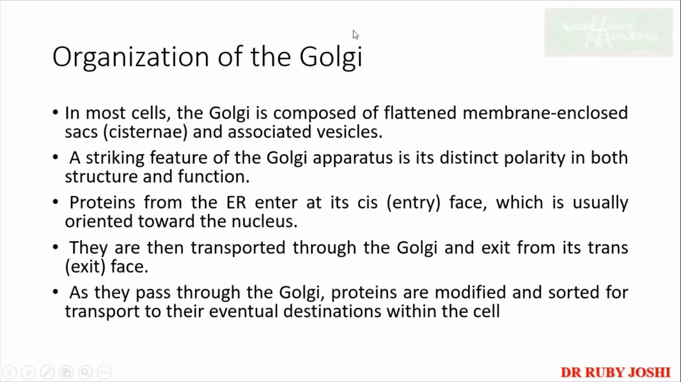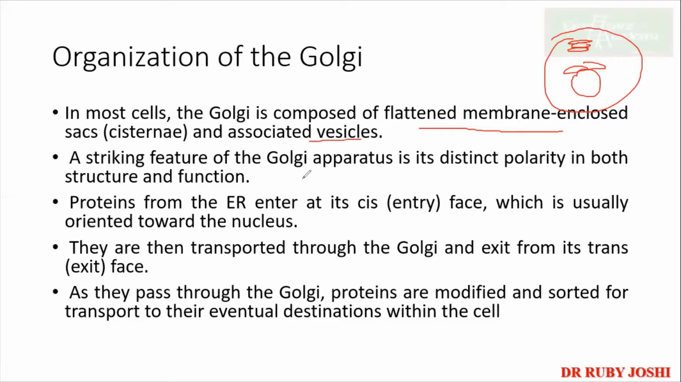So, organization of the Golgi, needless to say, I believe everyone knows about it. In the case of the Golgi, this is the nucleus, ER, and we have Golgi stacks over here. And we know that it has the cis, trans and intermediate compartments, right? It is composed of flattened membrane-enclosed sacs called cisternae and the associated vesicles.